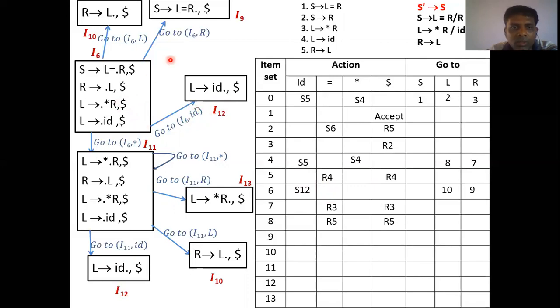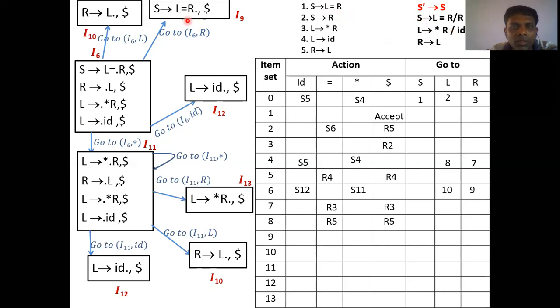Now on a star, on a 6, whenever I apply the star, it will be moved to the 11. So star is the terminal, so I'm writing a shift 11. Okay, so on a 9, this is my final item because everything is visible. After dot there is nothing. So this particular final item corresponds to the first production, L derives L is equal to R.